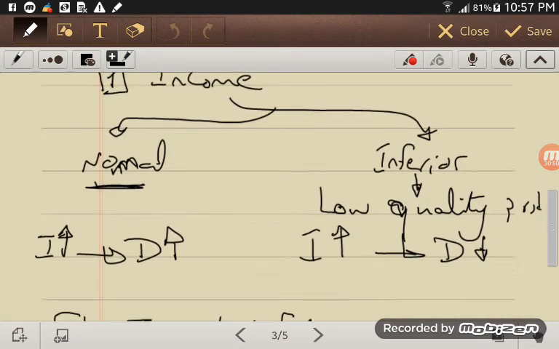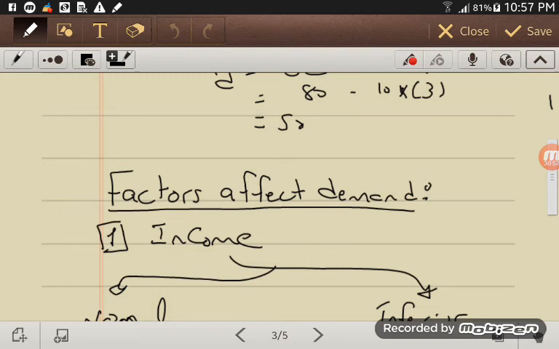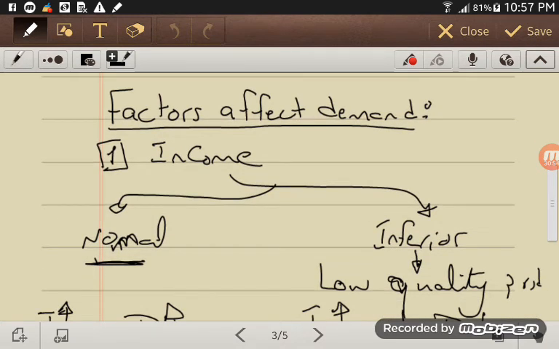طيب بعد كده اتكلمنا على الفاكتورز affect the demand. نمبر 1 الانكم. الانكم لازم نفرق ما بين نوعين من الكوموديتيز، نورمال وانفيريور. النورمال دي اللي هو الحاجات العادية. طب إيه الانفيريور؟ الانفيريور دي اللي هي بنقول عليها اللو كواليتي برودكت. زي مثلا إن أنا أفطر فول وطعمية.